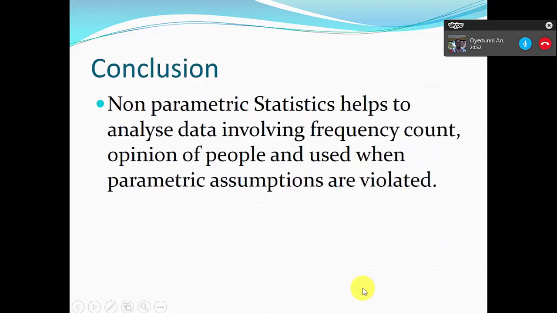On slide 16, which is the conclusion: non-parametric statistics helps to analyze data involving frequency count, opinion of people, and it can be used when parametric assumptions are violated. Thank you, sir.